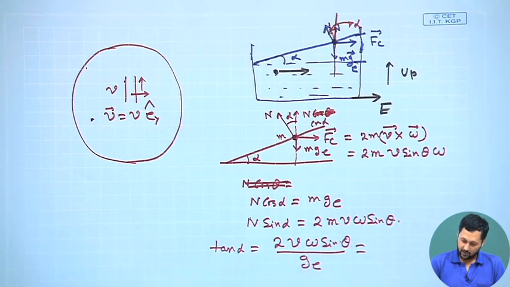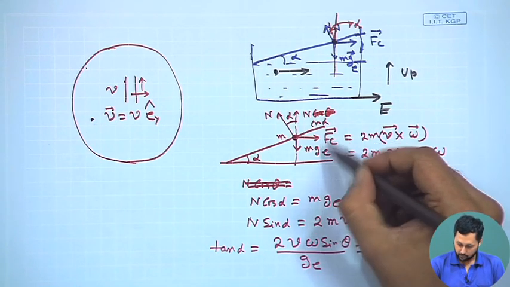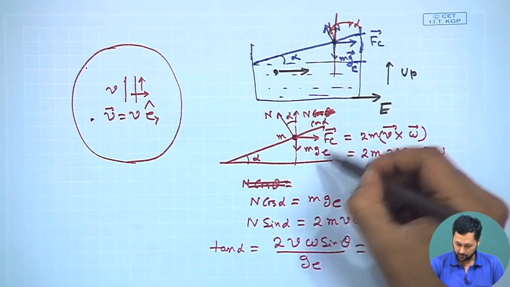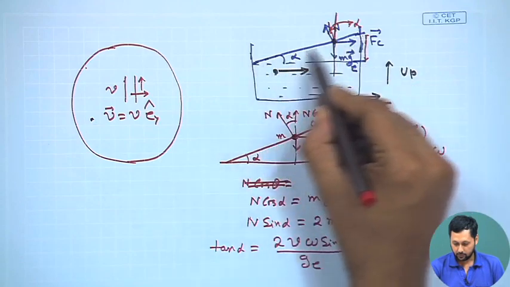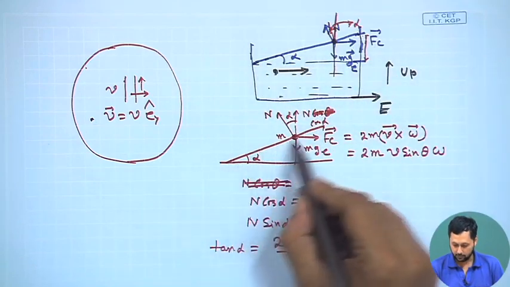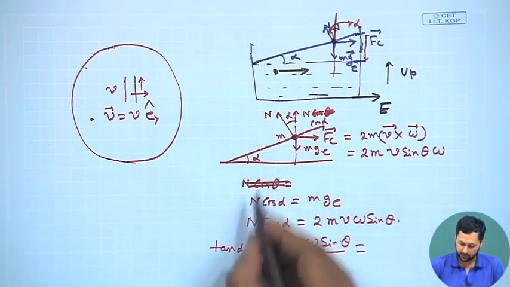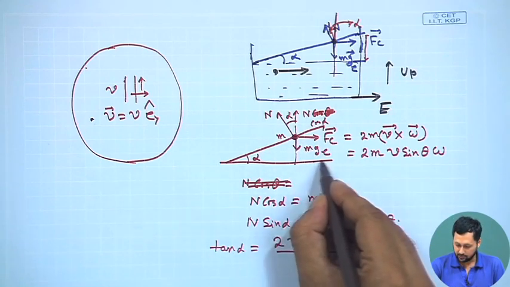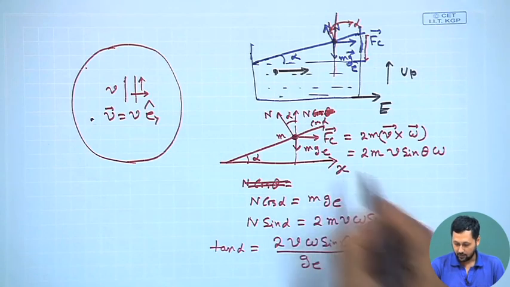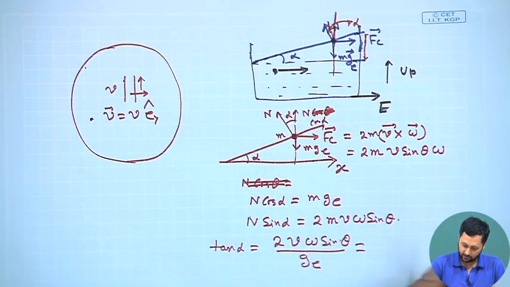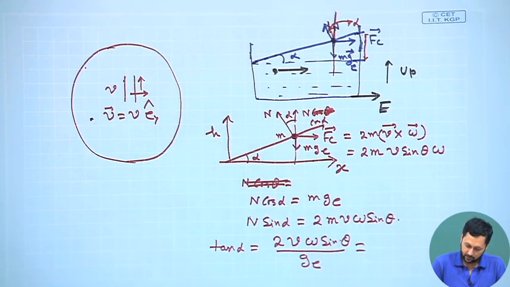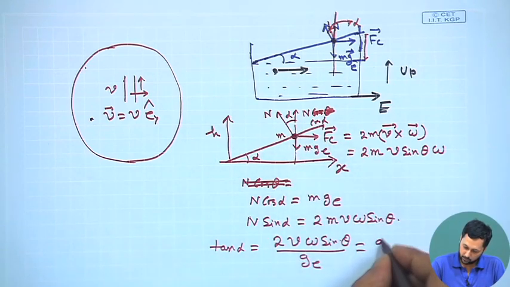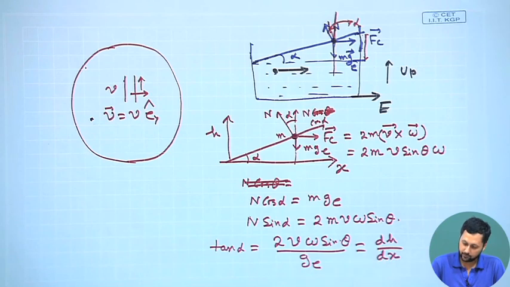Now, this tan alpha. What we need to do is find the height of this. Look at the surface. The equation of the surface, the slope at any point of the surface, is given by this. If we consider this to be my x axis and this to be my h axis, which we can also call the z axis, this tan alpha is the slope at any point, which will be given by dh dx.